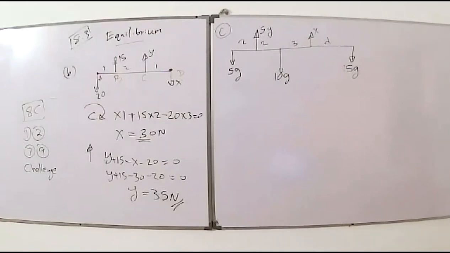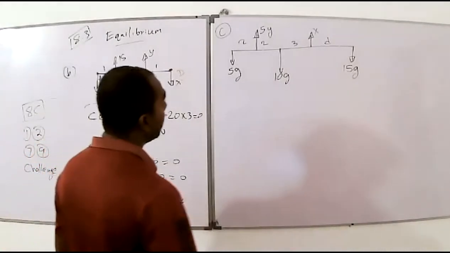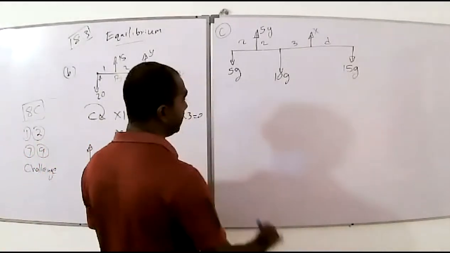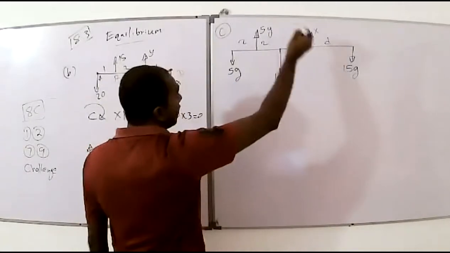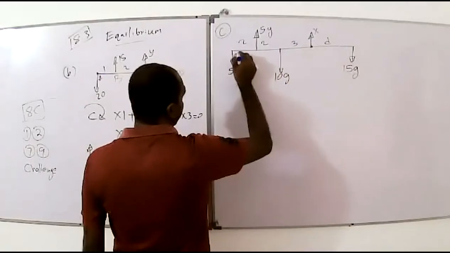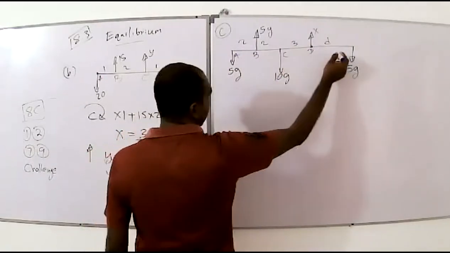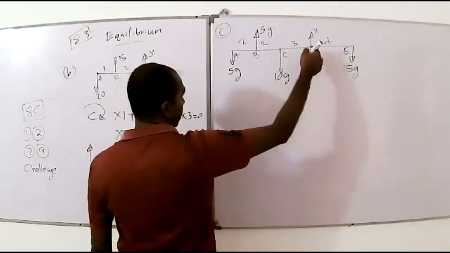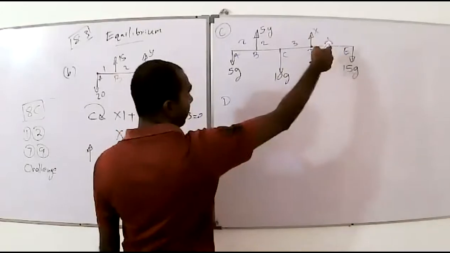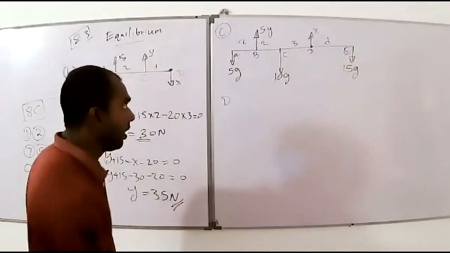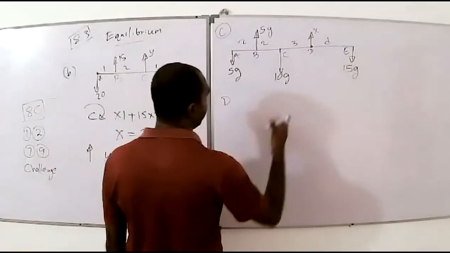All the forces are given in G, so your answers for X will come in G, and D will be in meters. If I make these points A, B, C, D, and E, and you take moments around D, only D will come. You can find D actually. If you resolve forces upward, you can easily find X.